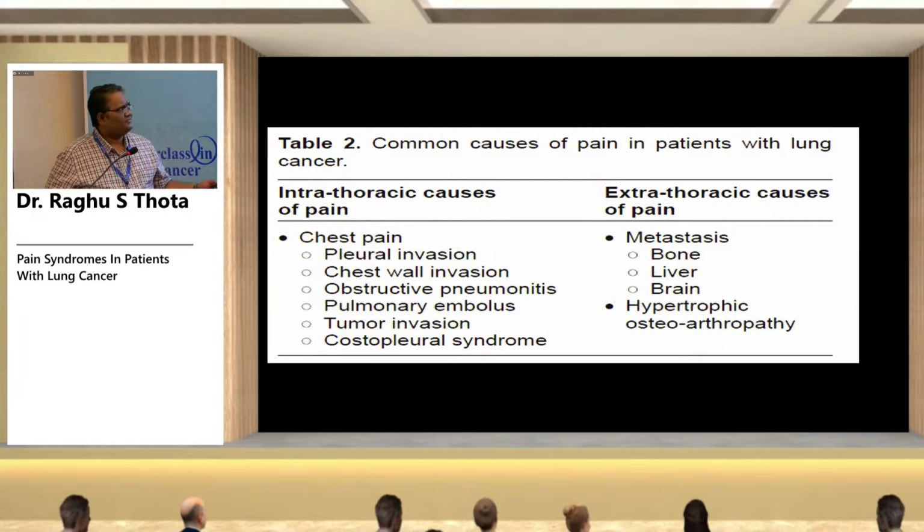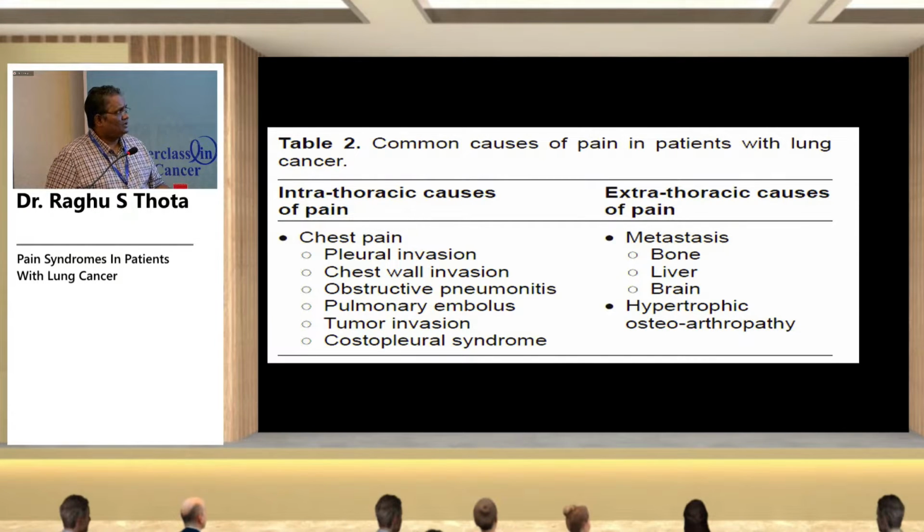So in a nutshell, if you talk about the common causes of pain in patients with lung cancer, we can classify them as intrathoracic causes and extrathoracic causes of pain. Intrathoracic, usually the chest pain, could be because of pleural invasion, chest wall invasion, pulmonary embolus, costopleural syndrome. We will discuss all these things one by one as we go in our presentation. Then we have extrathoracic causes of pain, metastasis, especially the bone metastasis. Almost 30% of the patients present with bony metastasis in lung cancers, especially to the dorsal spine and the lumbar spine, and they have pain, resting pain as well as pain during movement, coughing and walking.